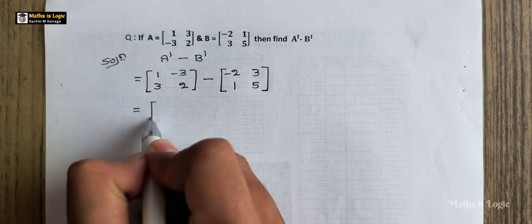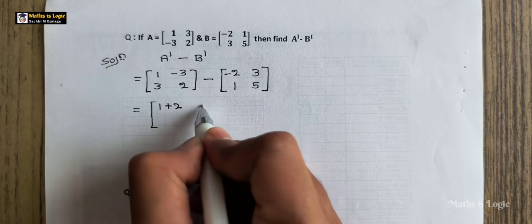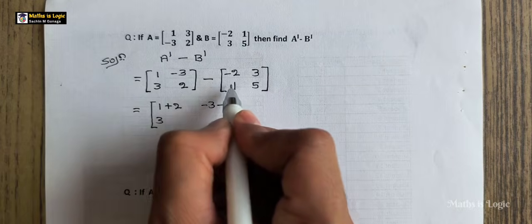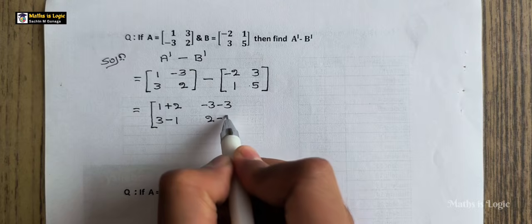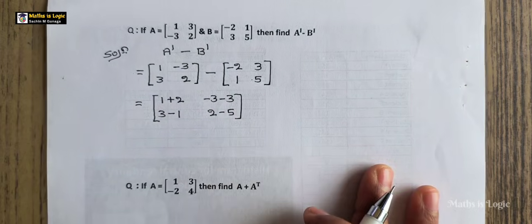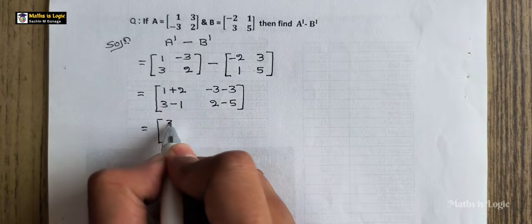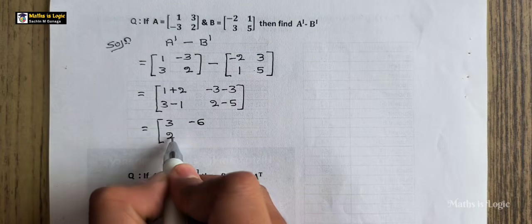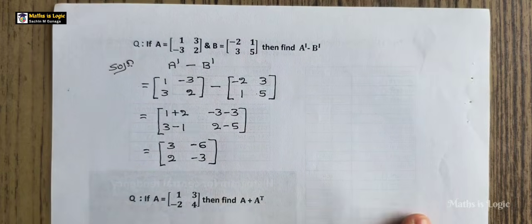Therefore, first 1 minus into minus is plus 2, next minus 3 minus into plus is minus 3, next 3 minus into plus is minus 1, next 2 minus into plus is minus 5. Now add and subtract. Therefore the final answer is 1 plus 2 is 3, minus 3 minus 3 is minus 6, 3 minus 1 is 2, 2 minus 5 is minus 3. So this is the value of A transpose minus B transpose.